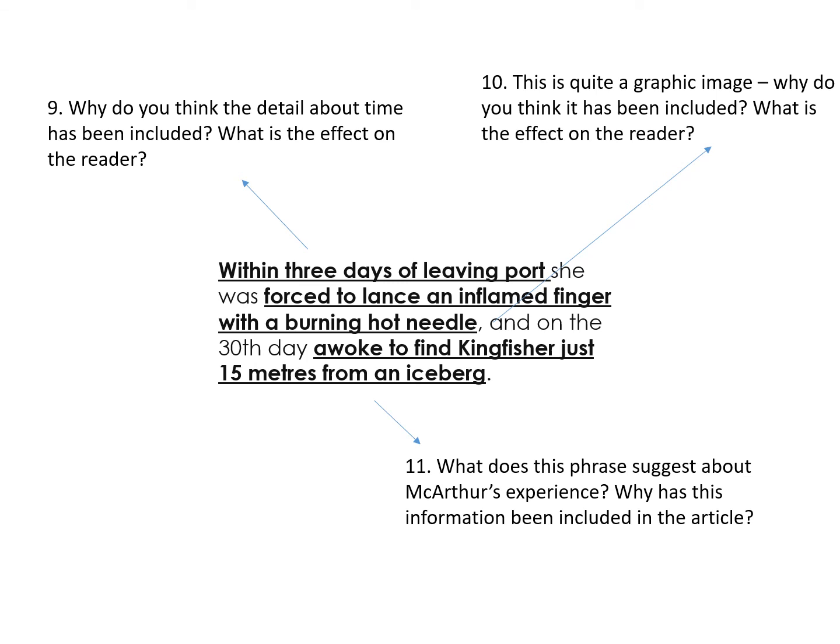And finally, she awoke on the 30th day to find a kingfisher just 15 metres from an iceberg. What does that suggest about MacArthur's experience? Just 15 metres from an iceberg. Why has that information been included in the article? What effect is that designed to have on the reader?